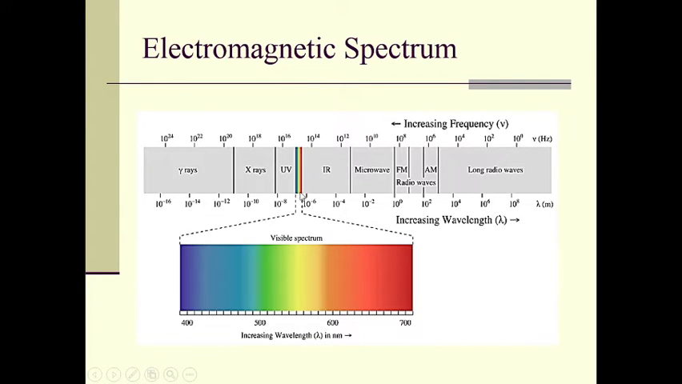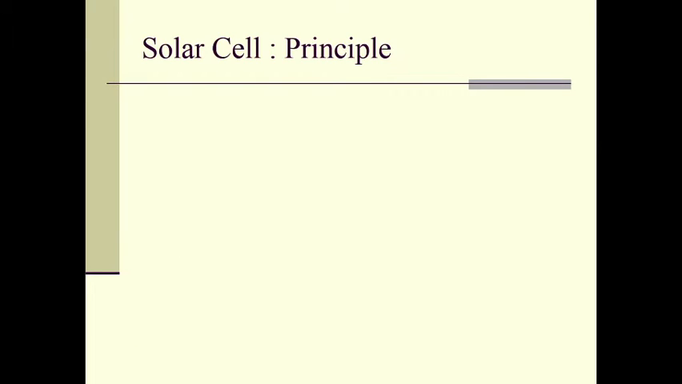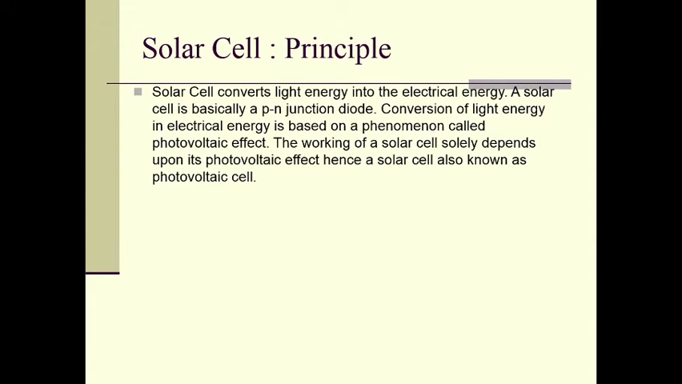We are concerned with the visible region. The visible region falls between UV and IR radiation. This small part of the radiation is called the visible spectrum because it is visible to our eyes. It lies between 400 to 700 nanometers in wavelength. So we are studying the application of these electromagnetic waves, that is, the solar cell. Let us study the principle of the solar cell.